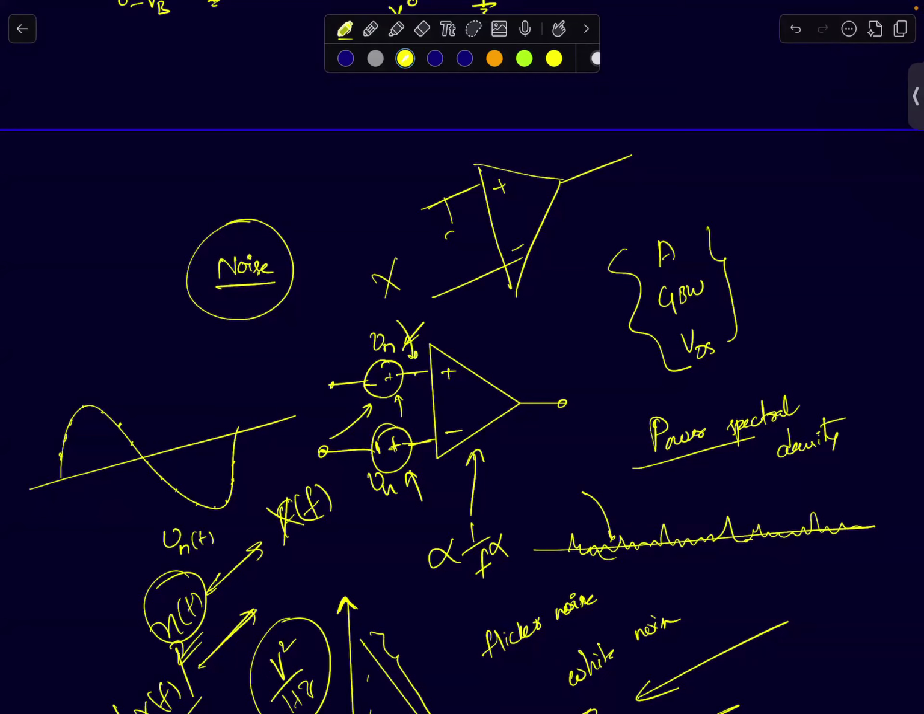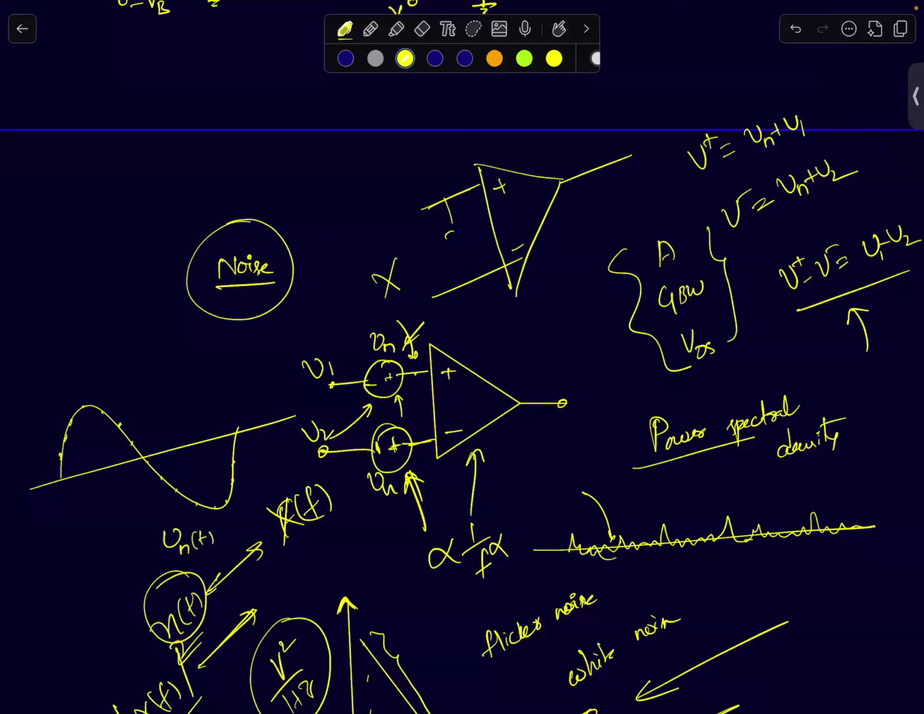What is V plus here? Let's call this V1, this V2. Your V plus is going to be Vn plus V1, and V minus is going to be Vn plus V2. So the differential input that goes into the op-amp is just V1 minus V2. There is no impact of noise. So I can't put noise on both the terminals.